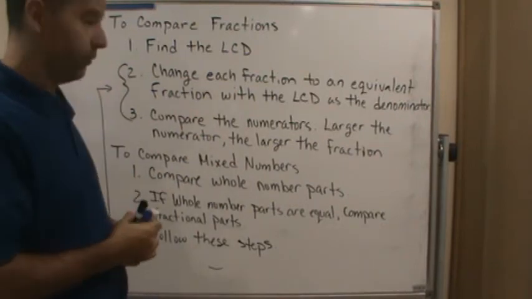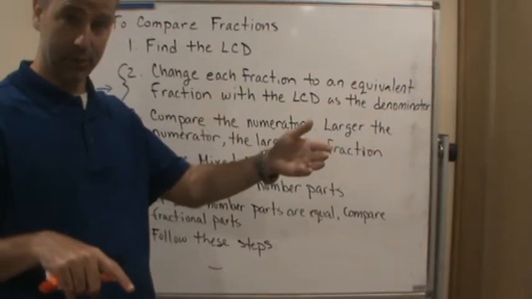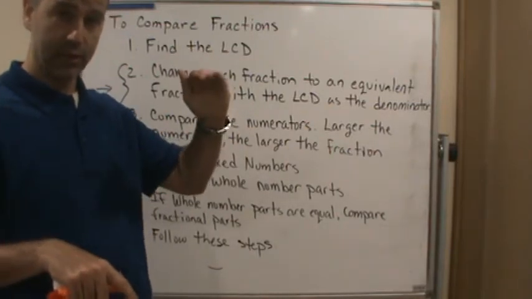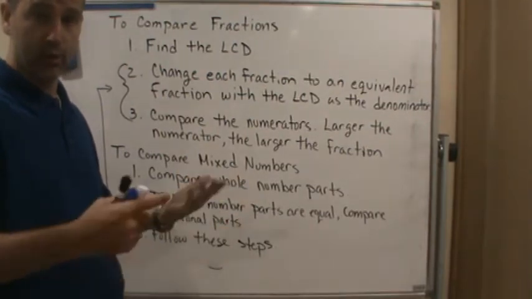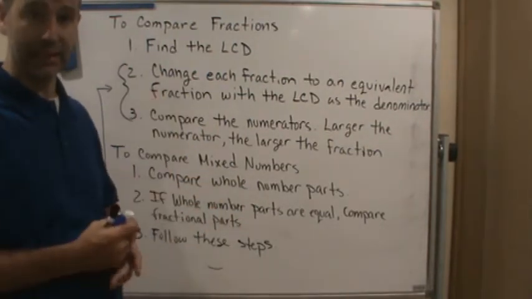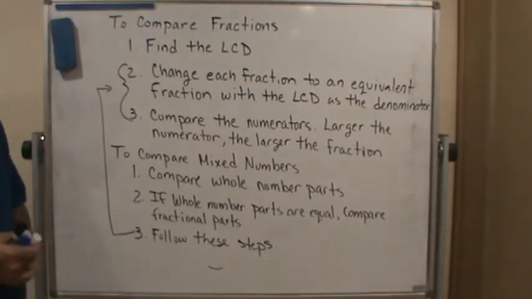And here's the thing, once you have a common denominator, then you're doing an apples to apples comparison with the numerators. And so the larger the numerator, the larger the fraction. The smaller the numerator, the smaller the fraction. So it makes it a very easy comparison. Follow these 3 steps when you're comparing fractions.